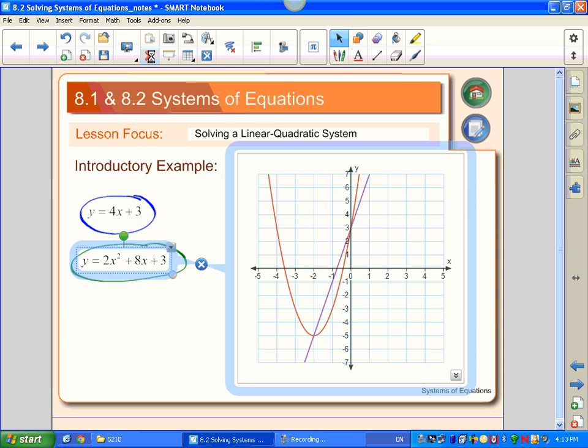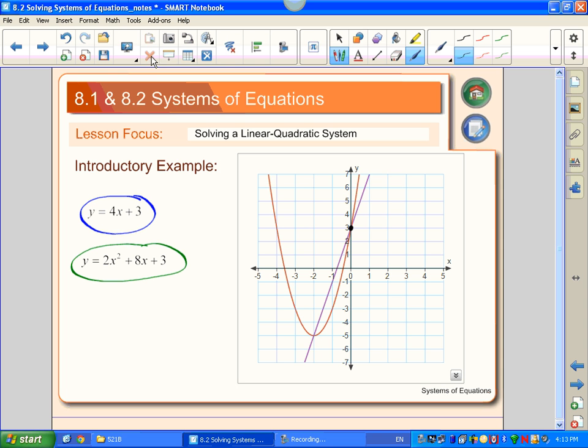I've drawn these, but the whole idea for this lesson is that it asks us to solve this system. This is a linear quadratic system. The solution to a system is the point or points of intersection. So in this particular case, this point, which is (0, 3), and this point, which is (-2, -5), are both solutions. If you remember back to grade 10, there was only one point of intersection when you had linear and linear, but with linear and quadratic, we could have these two points. So this would be the solution to the system.